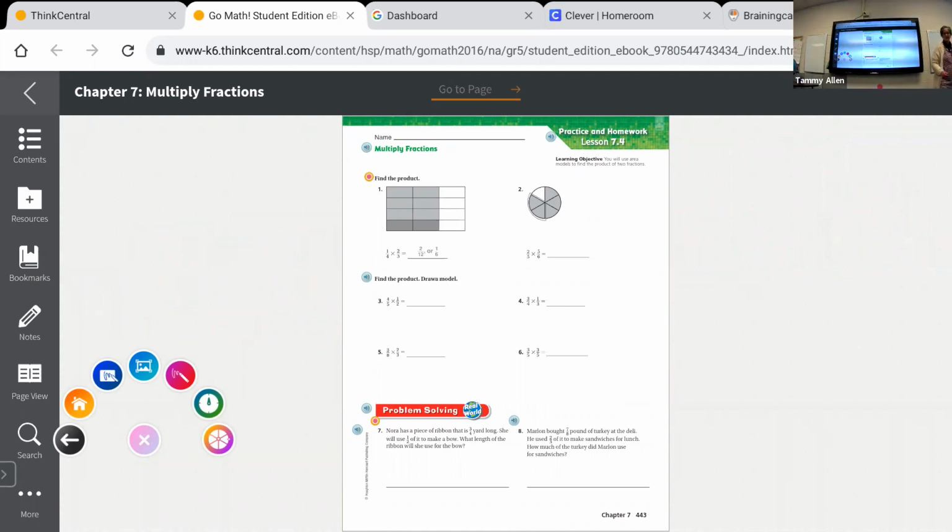In 3 through 6. If we look at that 3 through 6, there are 4 problems there. That means 4 drawings. That's it. 4 drawings. That's not hard to do, is it?